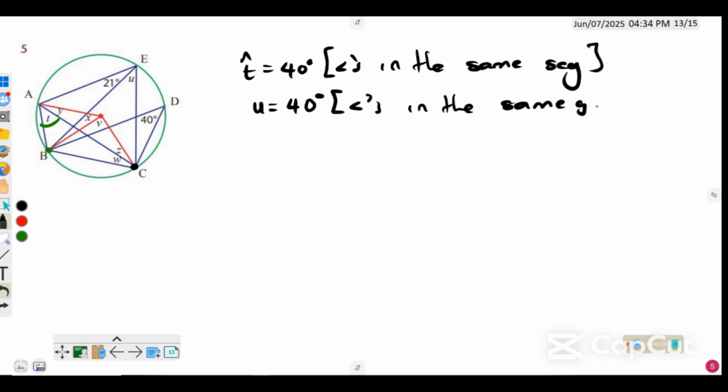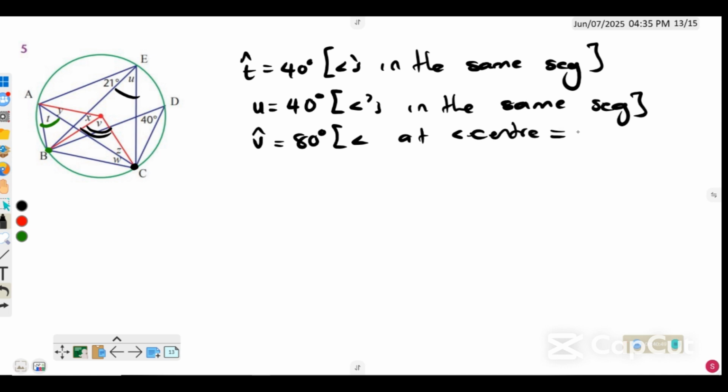Okay. And then let's find V. If you look at V, you will see that V was also subtended by BC, but at the center now. So angle V should be equal to twice of U, which is 80 degrees. And this should be angle at center being twice angle at circumference, like that.